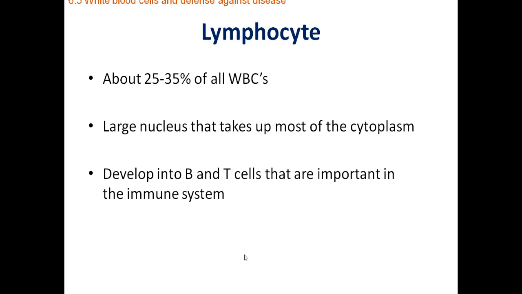Okay, lymphocytes. Lymphocytes are really small cells. They have a big nucleus. They turn into cells called B cells and T cells. B cells make antibodies, and T cells run your immune system. So they're almost like the general and the infantry of your army. HIV actually infects T cells.